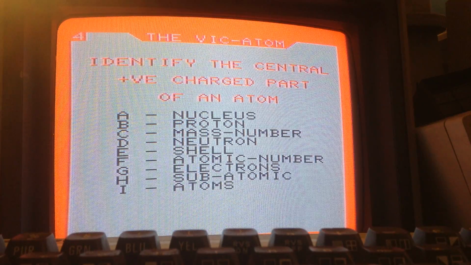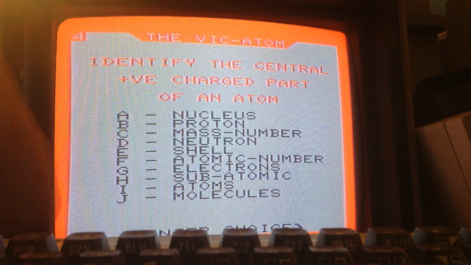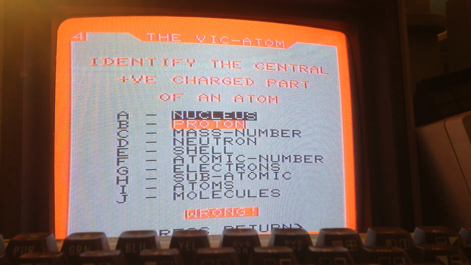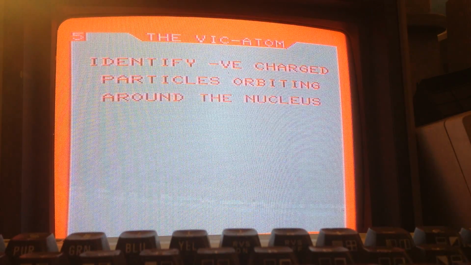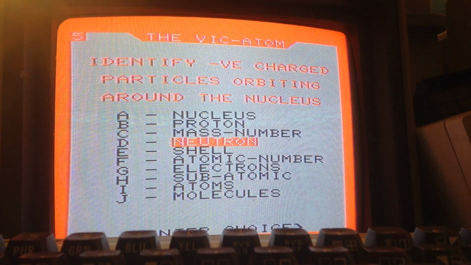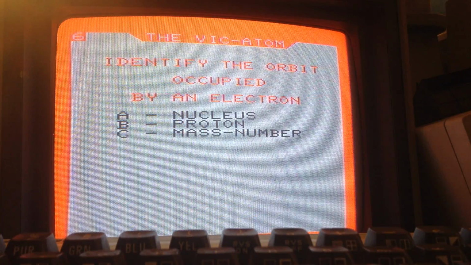Oh, identify the central part of an atom. I'm just going to guess B. Oh, what a horrible sound. Oh well. Identify the minus charged particles orbiting around the nucleus. I'm going to say D. Wrong! Oh, electrons.